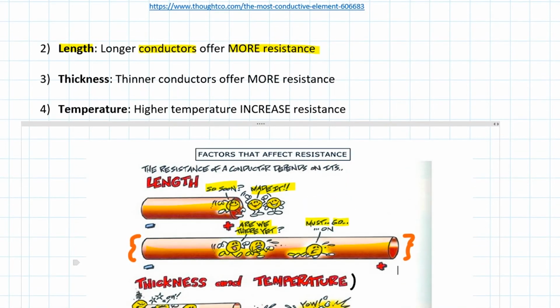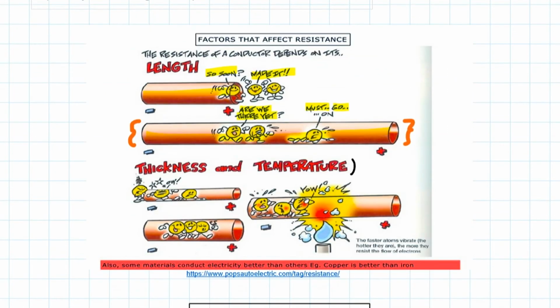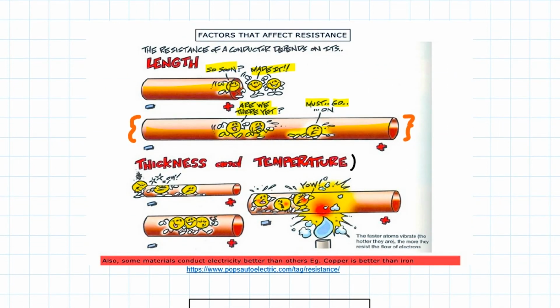Number 3 on our list is the thickness of the conductor. We say a thinner conductor offers more resistance. That means that if the conductor is thick, it will offer less resistance. So here we have a cartoon as well. As you can see, here's a thin conductor, and this one is a lot thicker. The electrons are moving through the thick conductor with relative ease. As you can see, the one is whistling and the other one is smiling.